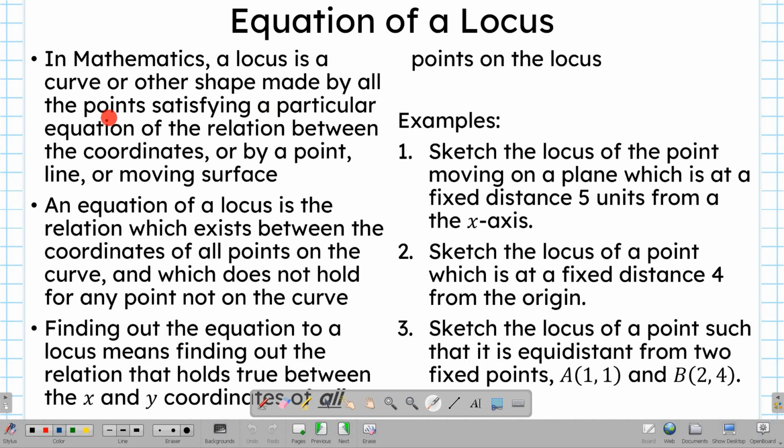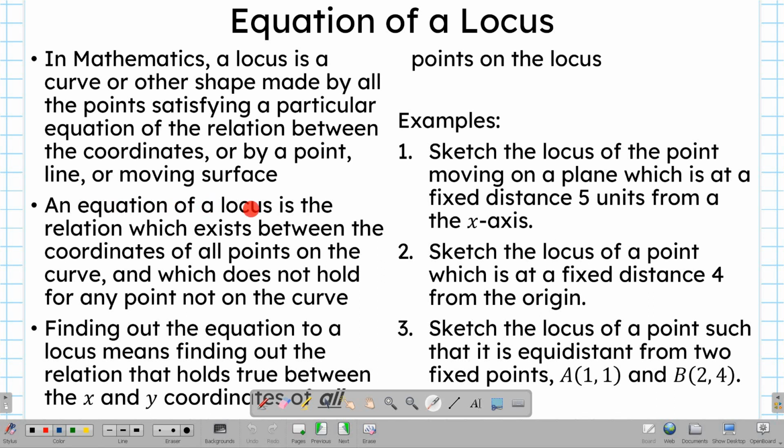Points satisfy a particular equation or relation between the coordinates, or are defined by a point, a line, or a moving surface. So locus came from that word that would mean location. So another word for locus would be location. So in math, that's a locus. A locus is that shape, that curve that satisfies a certain relation.